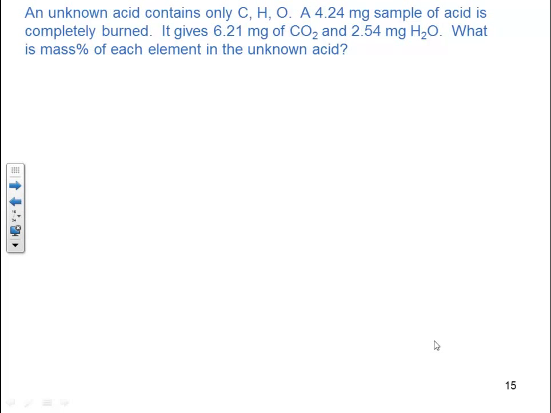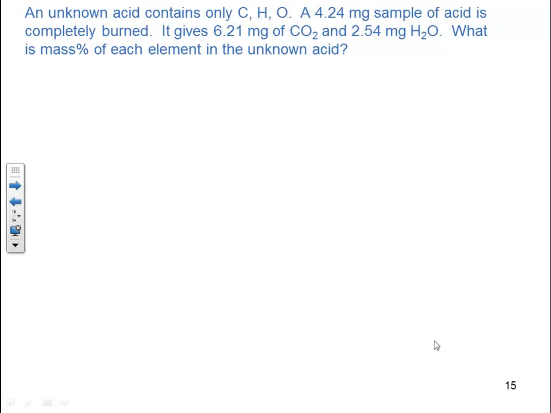Let's look at this problem, a little bit more complex. I have an unknown acid that contains only carbon, hydrogen, and oxygen. I have a 4.24 milligram sample of acid that's completely burned. It gives 6.21 milligrams of CO2 and 2.54 milligrams of water. What is the mass percent of each element in the unknown acid?